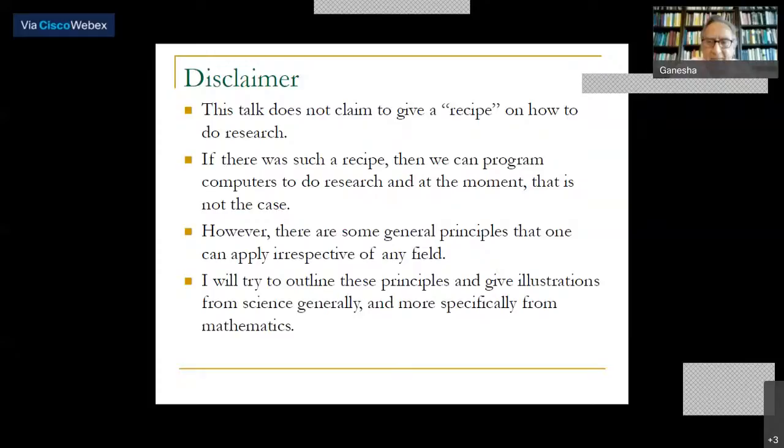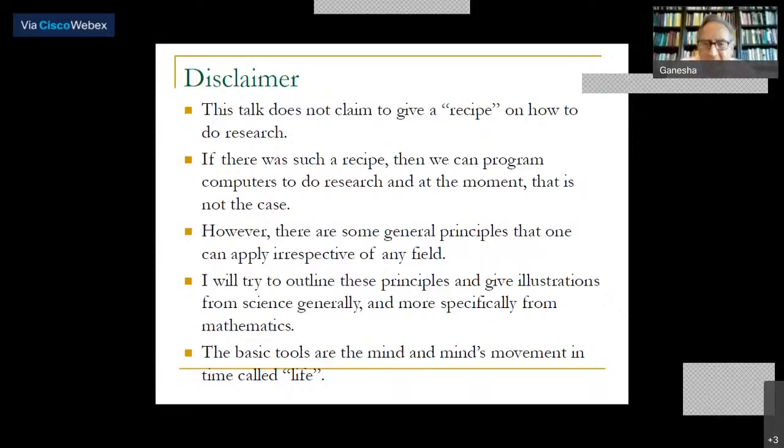The basic tools for research are the mind and the mind's movement in time, called life. So these are the tools. These are the only tools we have, actually. The tool is your own mind and your own life. So what you make of it depends on what you discover.